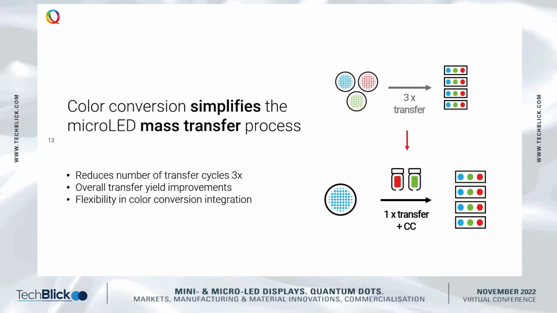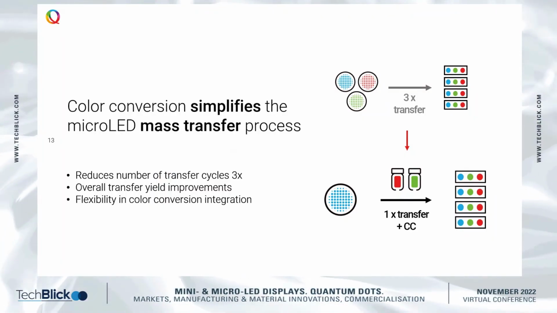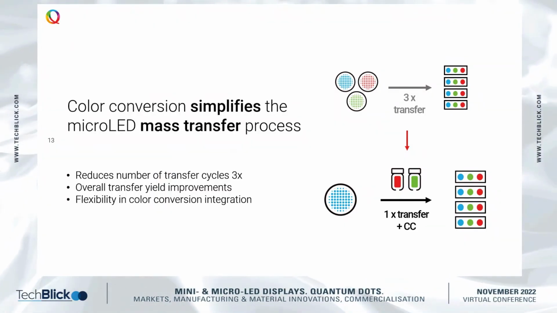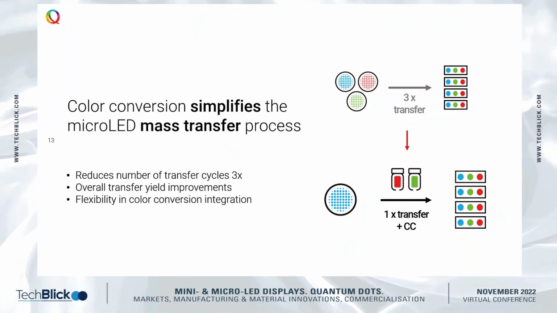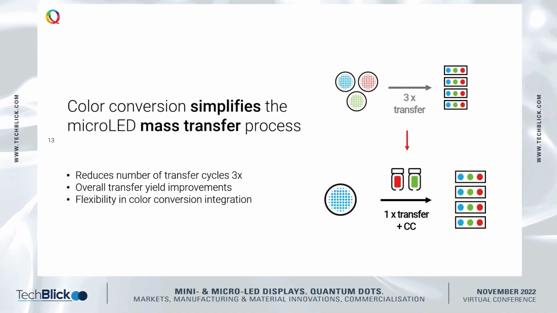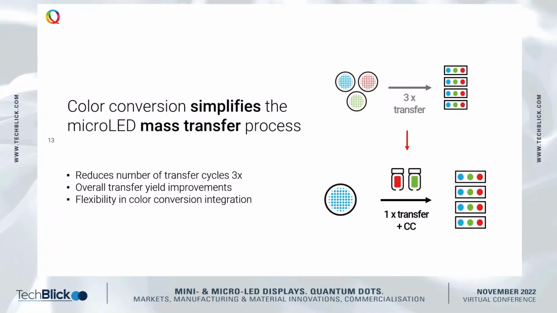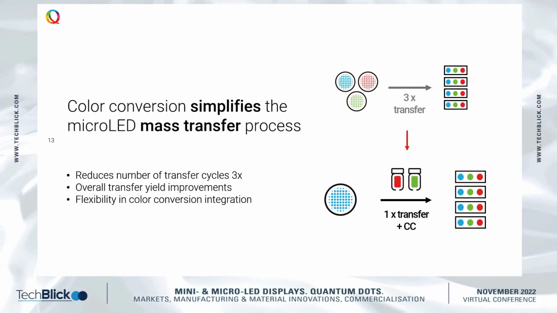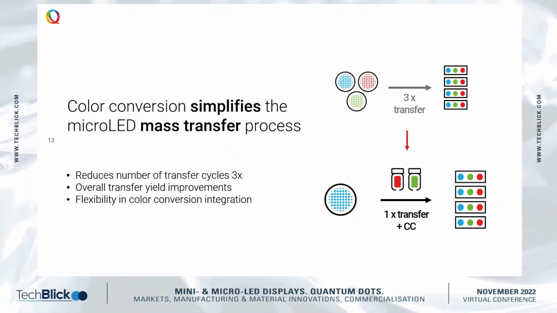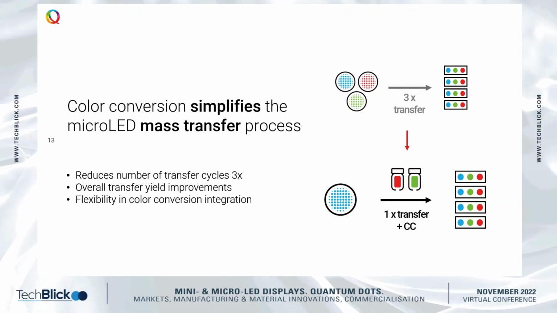So in that sense, the color conversion really simplifies the manufacturing by reducing the number of transfer cycles needed by a factor of 3. So instead of having 3 individual steps, you go to one mass transfer step plus an additional color conversion step. And so this improves your overall transfer yields tremendously. At the same time, you still get some flexibility in where or at which stage you implement the color conversion, depending on which application you're after or which process flow you have.